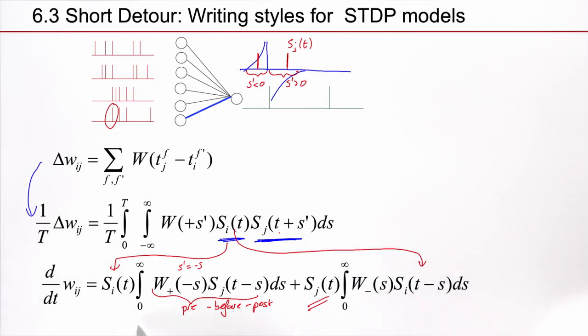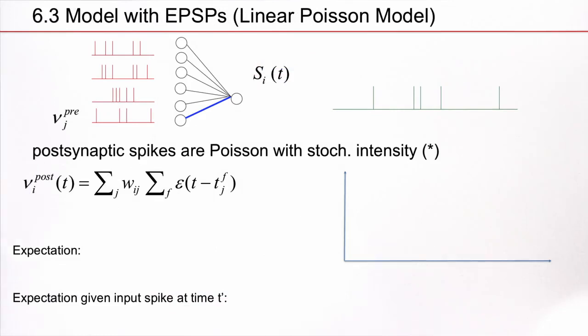Because you see that there are terms that really consider the situations pre, before, post. And this is the situation where a presynaptic spike could have participated in triggering the postsynaptic spike. And this is what we are going to formalize next. So here I have my presynaptic spikes and I have postsynaptic spikes.